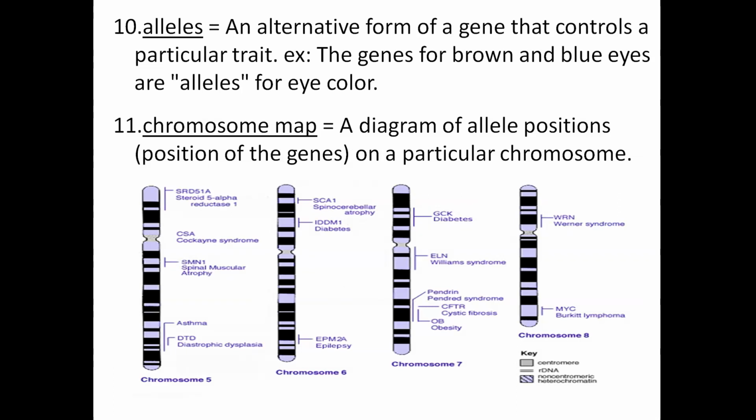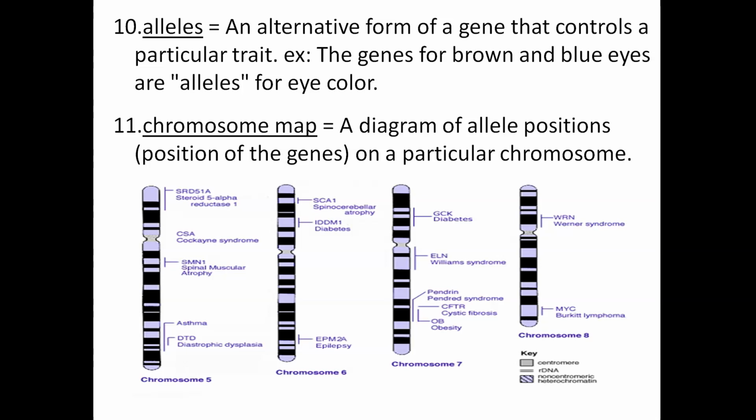Alleles. This word has come up a few times, but now we are finally getting to it. So an allele is known as an alternative form of a gene that controls a particular trait. For example, if we're talking about eye color, there would be an allele for brown and an allele for blue. So those are 2 types of the trait, brown eyes, blue eyes.